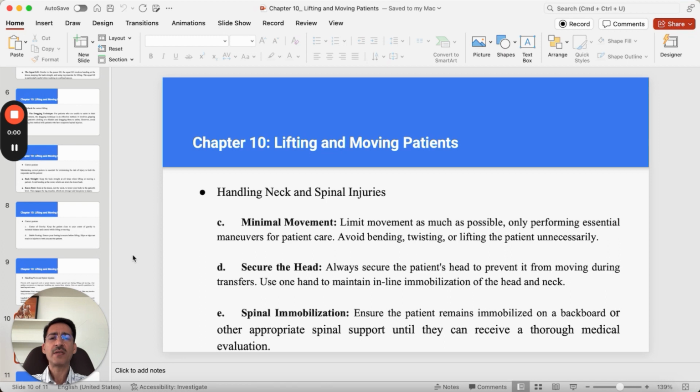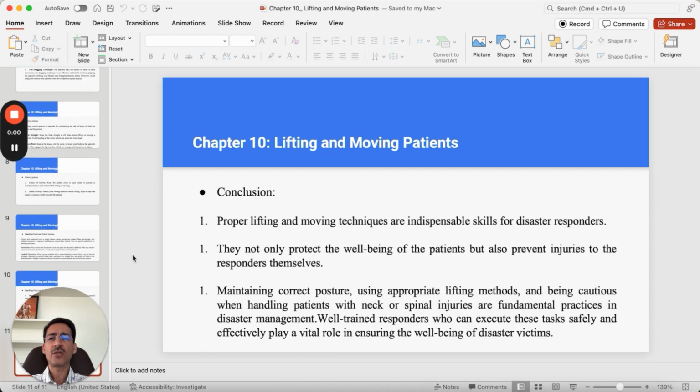Secure the head. Always secure the patient's head to prevent it from moving during transfers. Use one hand to maintain inline immobilization of the head and neck. Spinal immobilization. Ensure the patient remains immobilized on a backboard or other appropriate spinal support until they can receive a thorough medical evaluation.